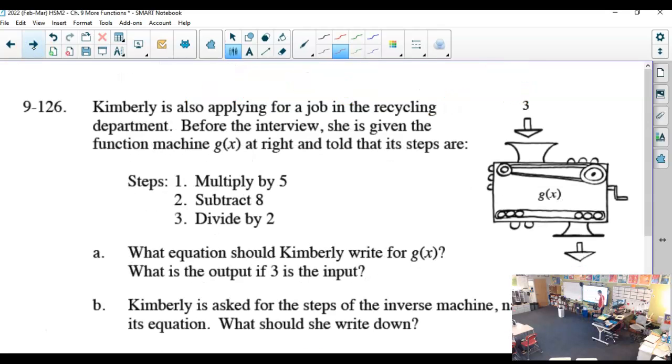So here's the function we've been given. Multiply by 5, subtract 8, then divide by 2. This is what happens to the input. So first we need to write it out. It's 2.5x minus 4.